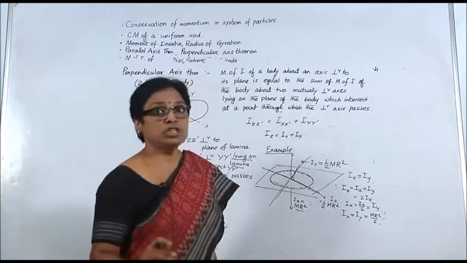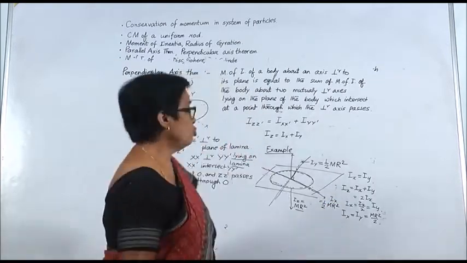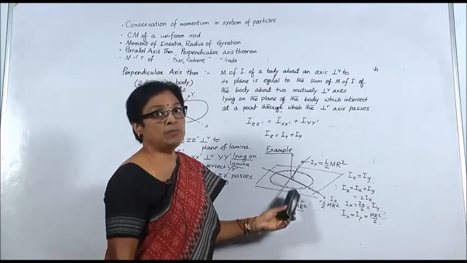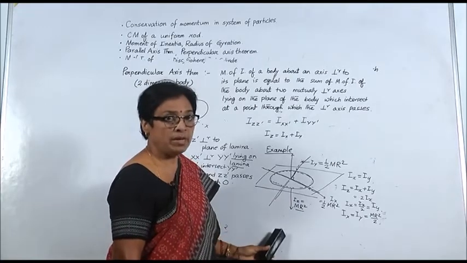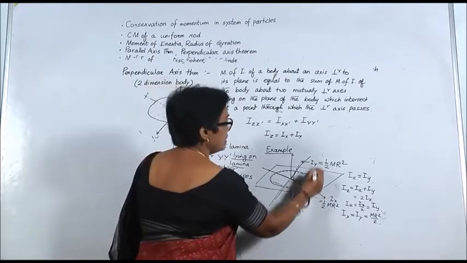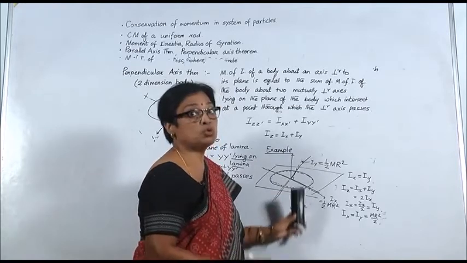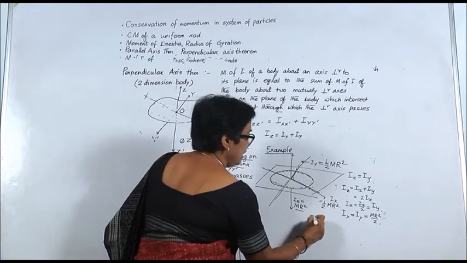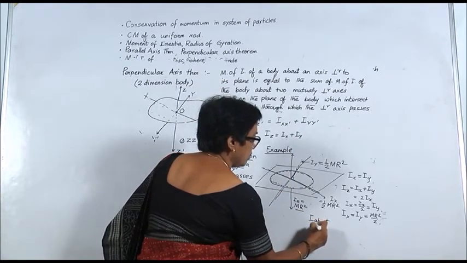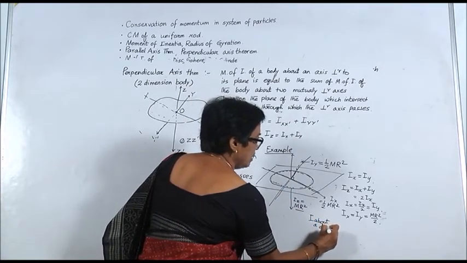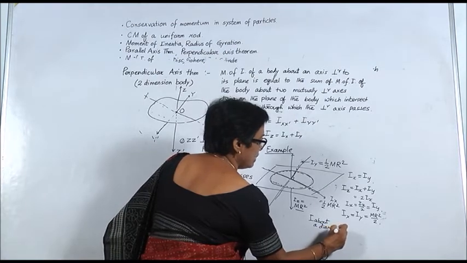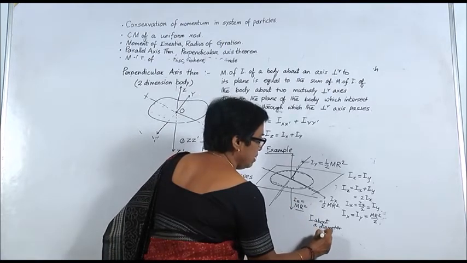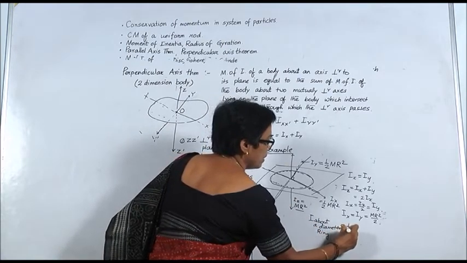So moment of inertia of the ring about an axis perpendicular to its plane passing through its center is mr square. About a tangential axis, by parallel axis theorem, it is 2 mr square. Moment of inertia about a diameter, because my x axis and y axis here are the diameter of the ring. So I about the diameter of a ring is equal to half mr square.